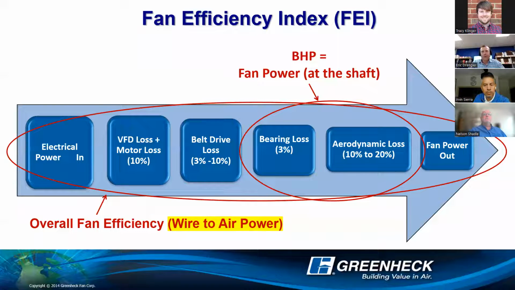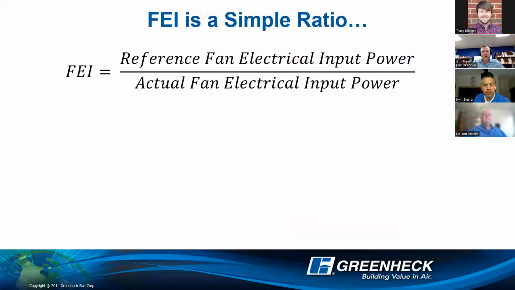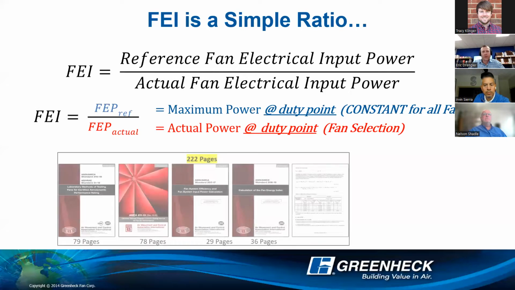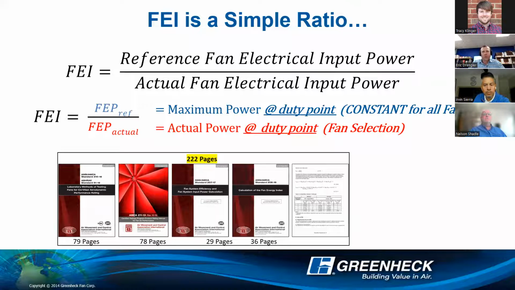FEI is a wire-to-air metric. So it's measuring electrical power in and fan power out. So it's really more of a true measure of the fan system power. And with today's motor technologies and VFDs, that's really what you want to understand: the full efficiency of the system, not just the aerodynamic efficiency of the fan. So FEI is basically a simple ratio of a reference electrical maximum power divided by your actual power. And so basically, if you're above 1.0, you're selecting and applying a fan below the maximum electrical power that you should be inputting into that fan.